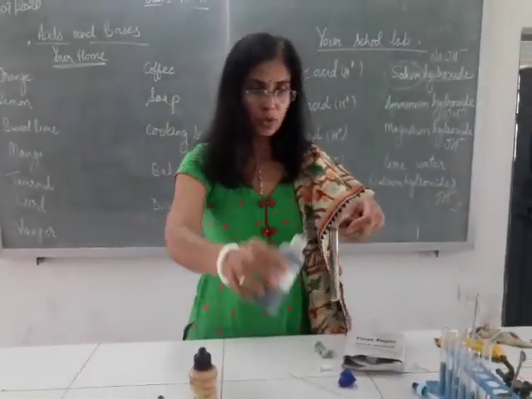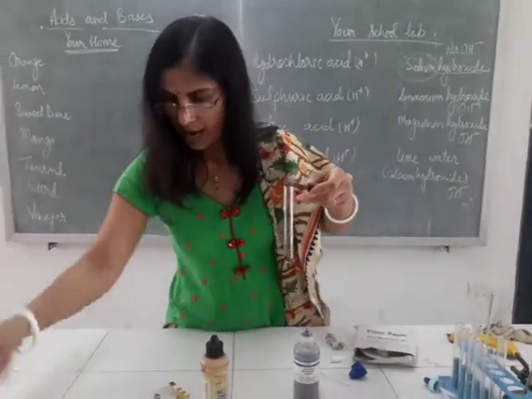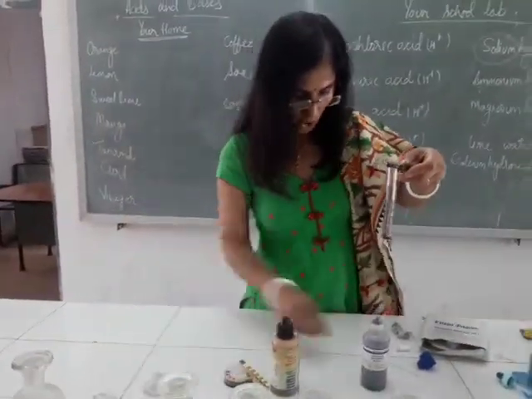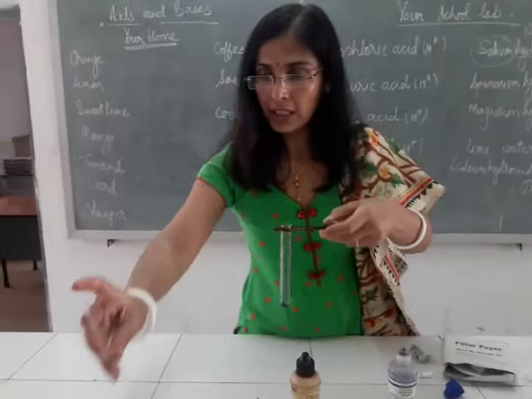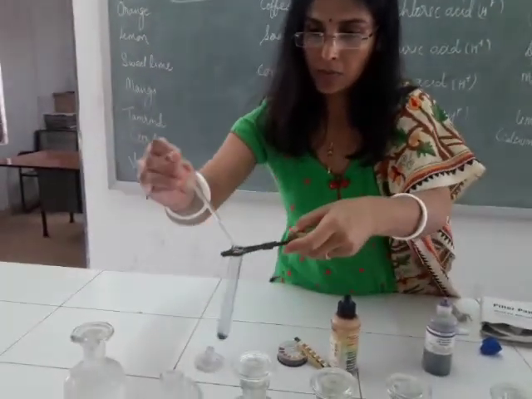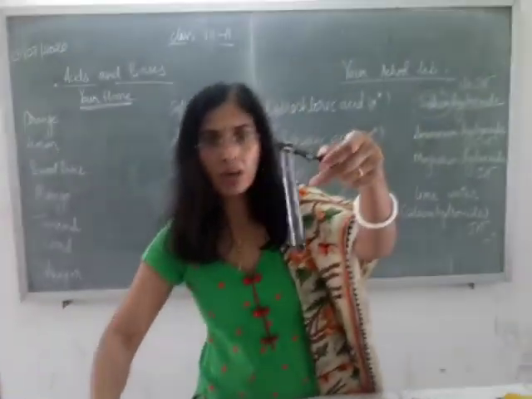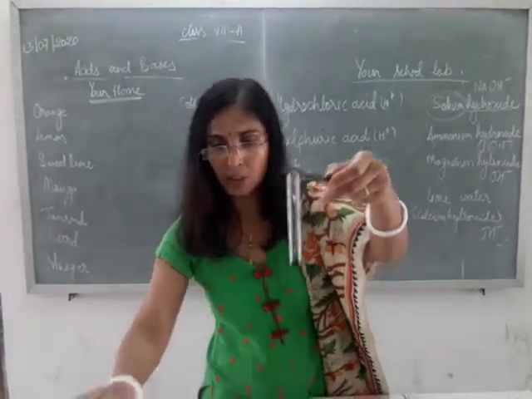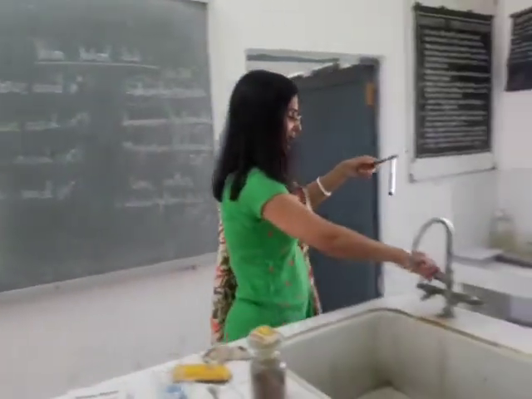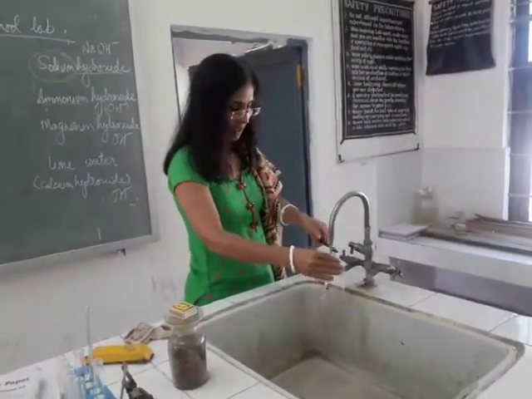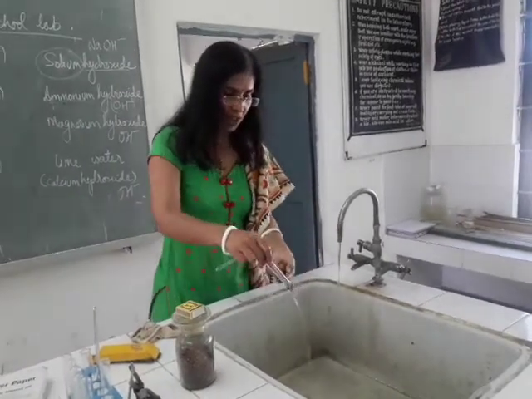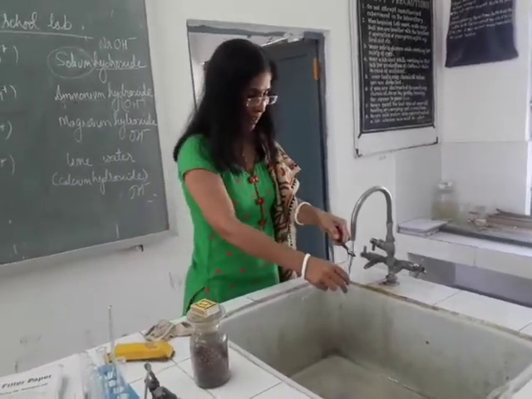Again a few drops of blue litmus and a few drops of the liquid to be tested. No, it's not an acid because the color of blue litmus is not changed. Had it been an acid, the blue litmus must have changed to the red color. Fine.